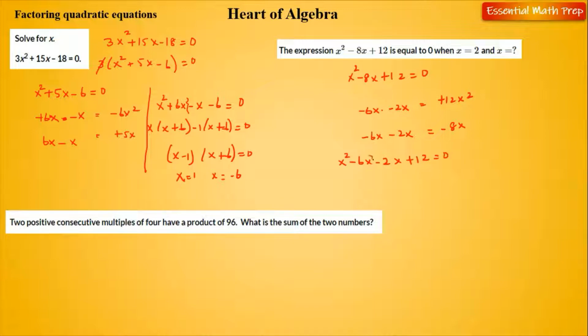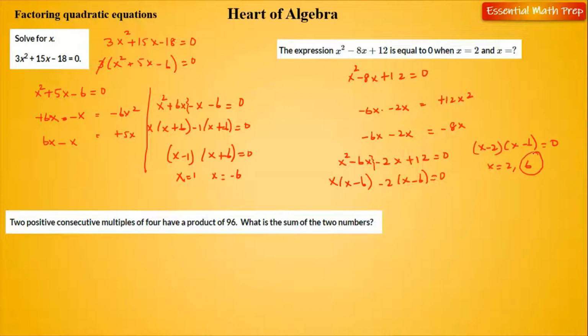So if you take x out of the bracket here, we get x minus 6 minus 2, x minus 6 equals 0. x minus 2 times x minus 6 equals 0. x equals 2 and 6. So the other value of x is 6.